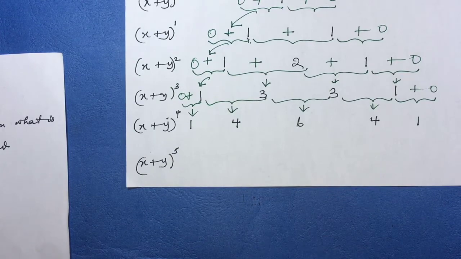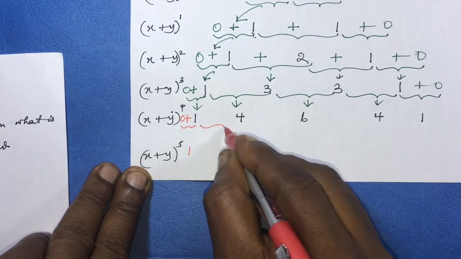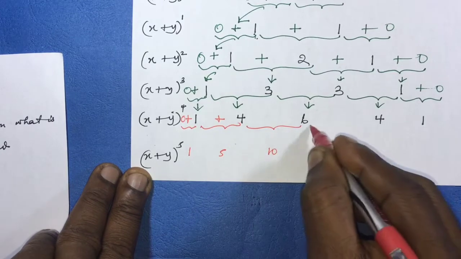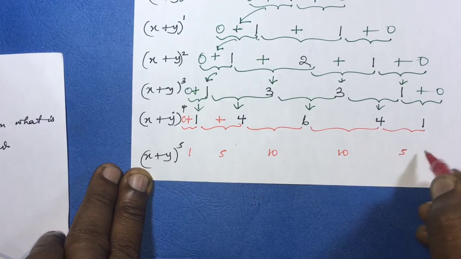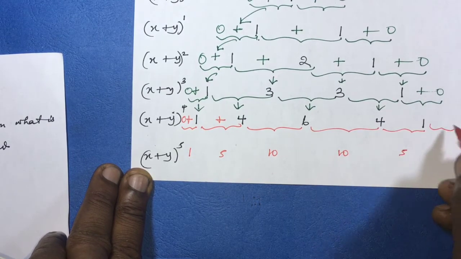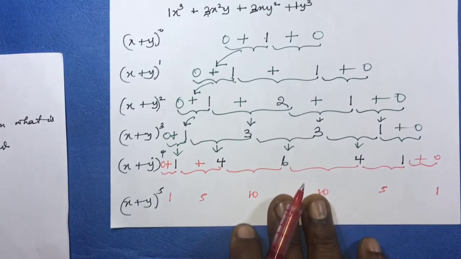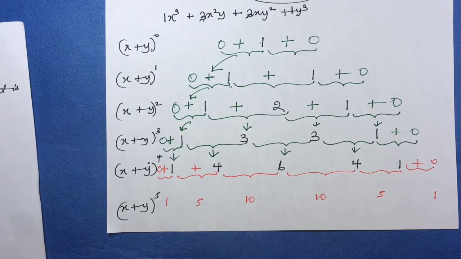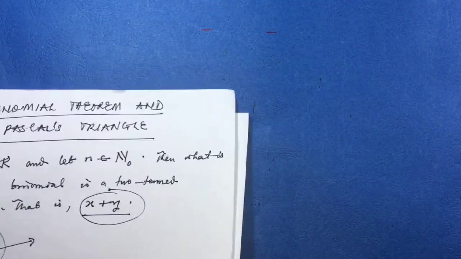Now you can continue doing this even up to x raised to power 5 and beyond. You will notice that I don't need anyone to tell me that plus a 0, this gives 1, plus 4, this gives 5, plus 6, this gives 10, plus 4, this gives 10, and plus 1, this gives 5, and finally 1 plus 0 gives 1. So that is Pascal's triangle, and it is very simple to develop. Remember, Pascal's triangle helps us to expand. So this will be a part 1 video on binomial theorem and Pascal's triangle.